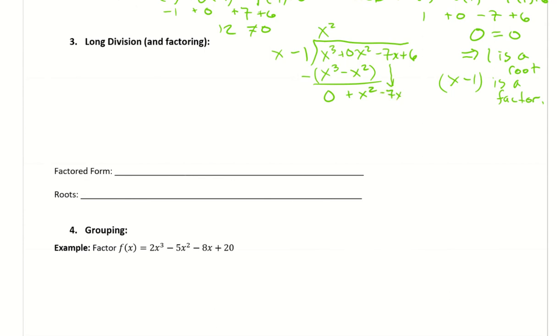All right, now how many times does x minus 1 go into x squared? That's x. So plus x. x times x minus 1 is x squared minus x. Subtract that. x squared minus x squared is 0. And then negative 7x minus negative x, that's plus x. So that equals plus 8x. And then we'll bring down our 6. Plus 6. x minus 1 goes into 8x 8 times. Or x goes into 8x 8 times. 8 times x minus 1 is 8x.